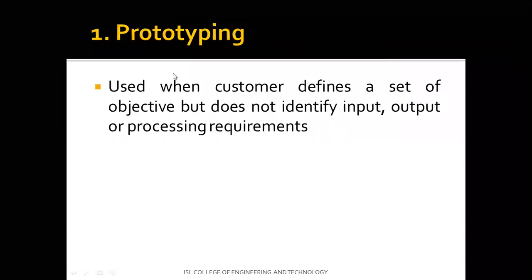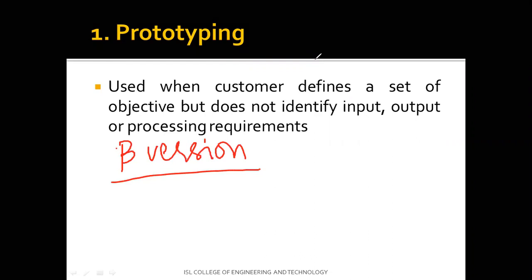So I told you prototyping is used when the customer defines a set of objectives that does not identify the input, output, or the processing requirements. The example is the accident software that needs to be developed. Now, one more example that we can add for prototyping is that now when you've got multiple versions of applications that are available that we're using nowadays, you also have the same application's beta version.